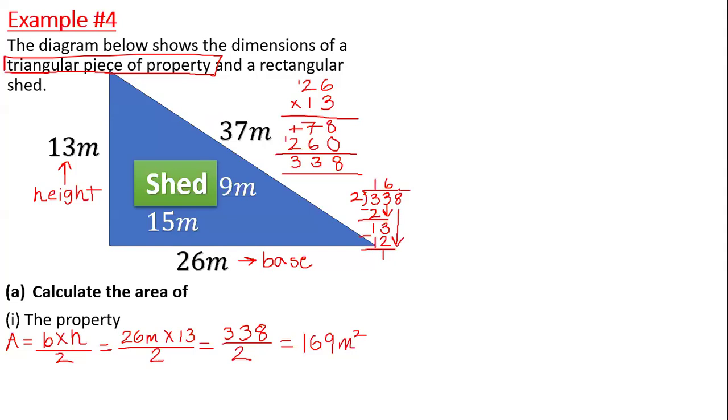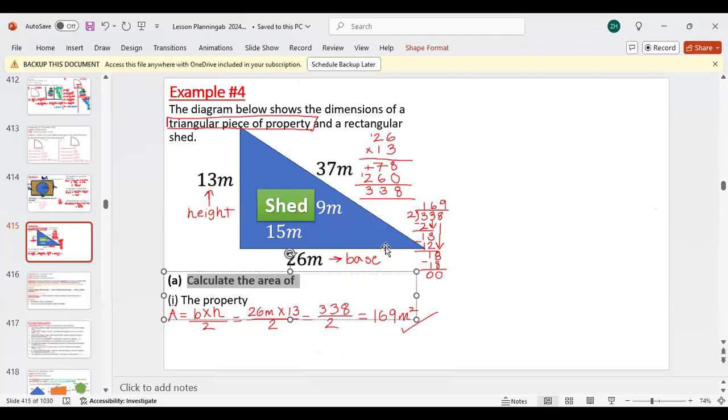How many times does 2 go into 8? 9 times. 2 times 9 is 18. So the answer is what? 169 meters squared. Okay. So that's how we found the area of the triangle. Y'all could hear me? Yes, sir. So we can find the area of the triangle.